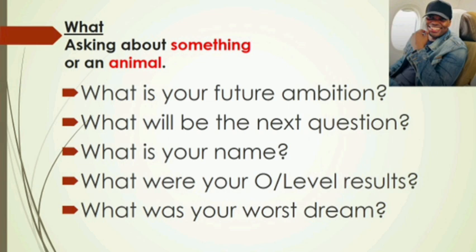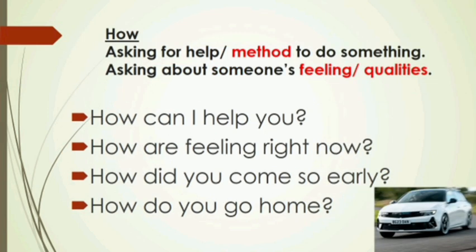So, in the first question, what is your future ambition? That means the hobby or the ambition, future hobby or the future job, future career is asked here. What will be the next question? The next question word is how. Asking for help, method to do something, asking about someone's feeling or qualities. These are the purposes of using the question word how.